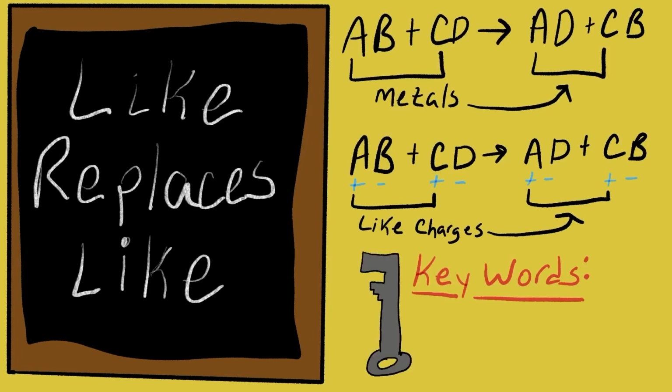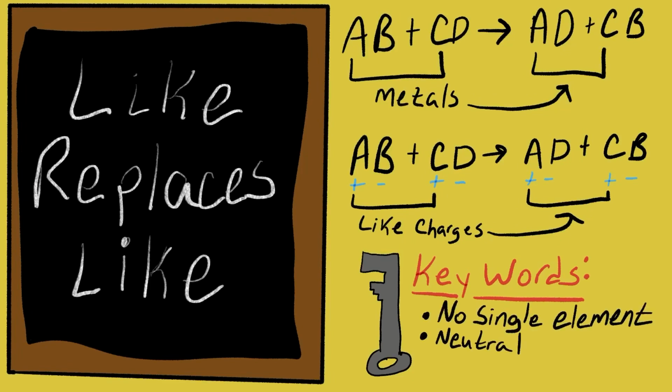Some key things to look for when recognizing these types of reactions are: are there two compounds reacting together and no single element? Is there some form of the word neutralization or neutralize there? Finally, if you see the word precipitant or precipitation, that can also be an indicator of double replacement reactions. Let's try an example of this.